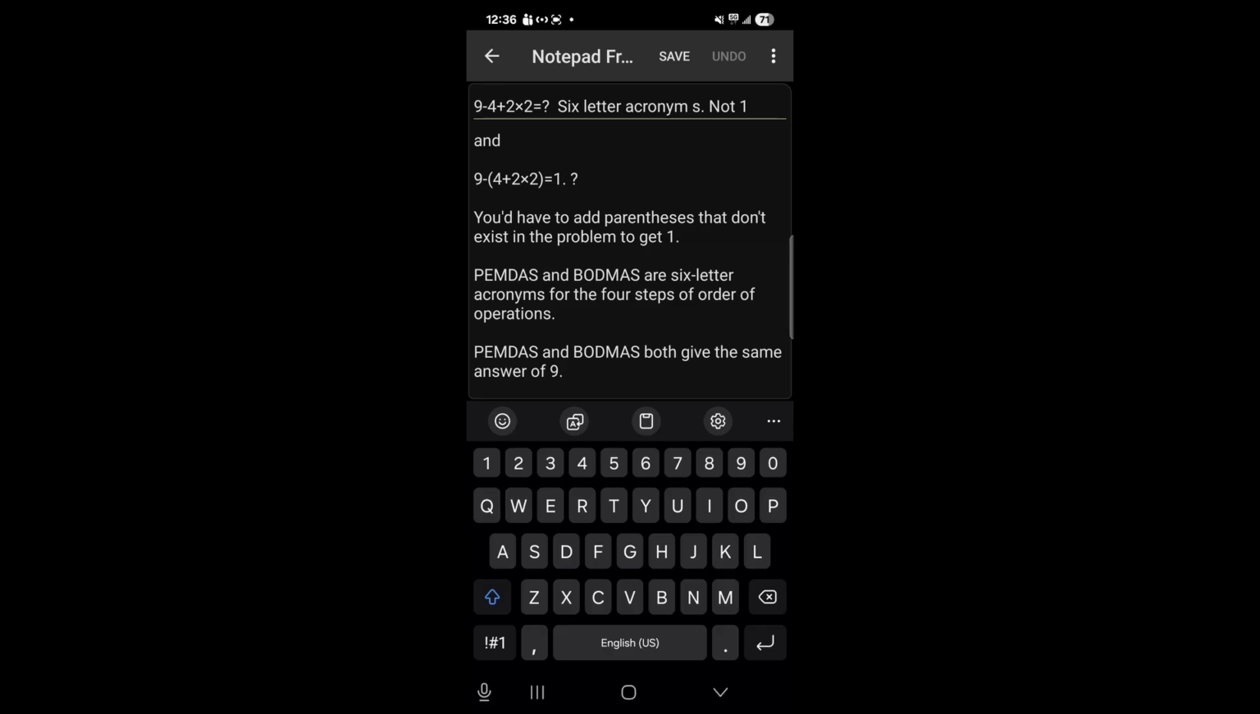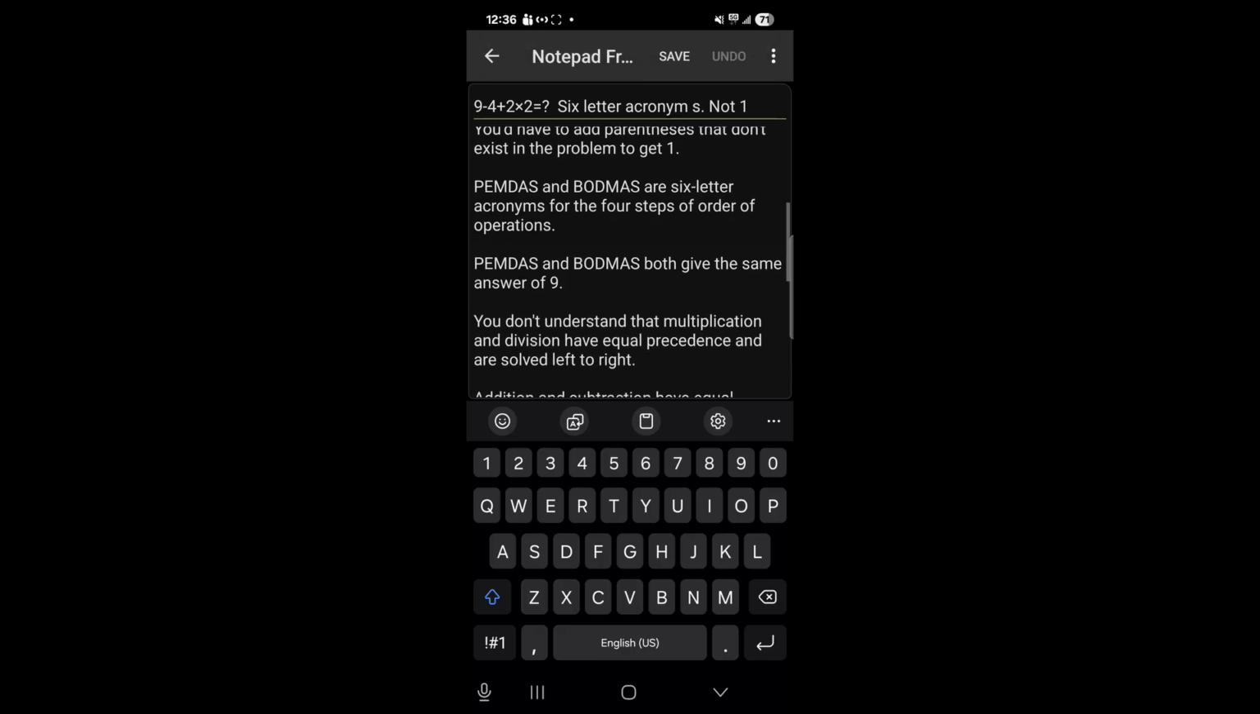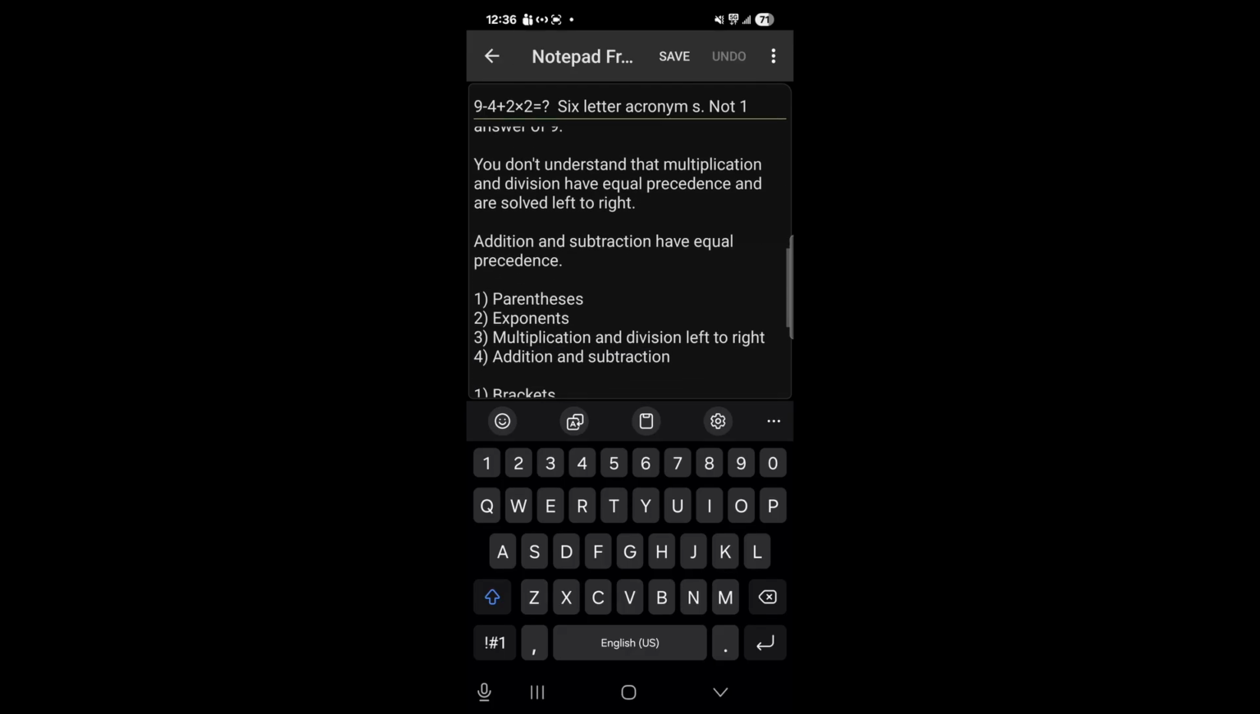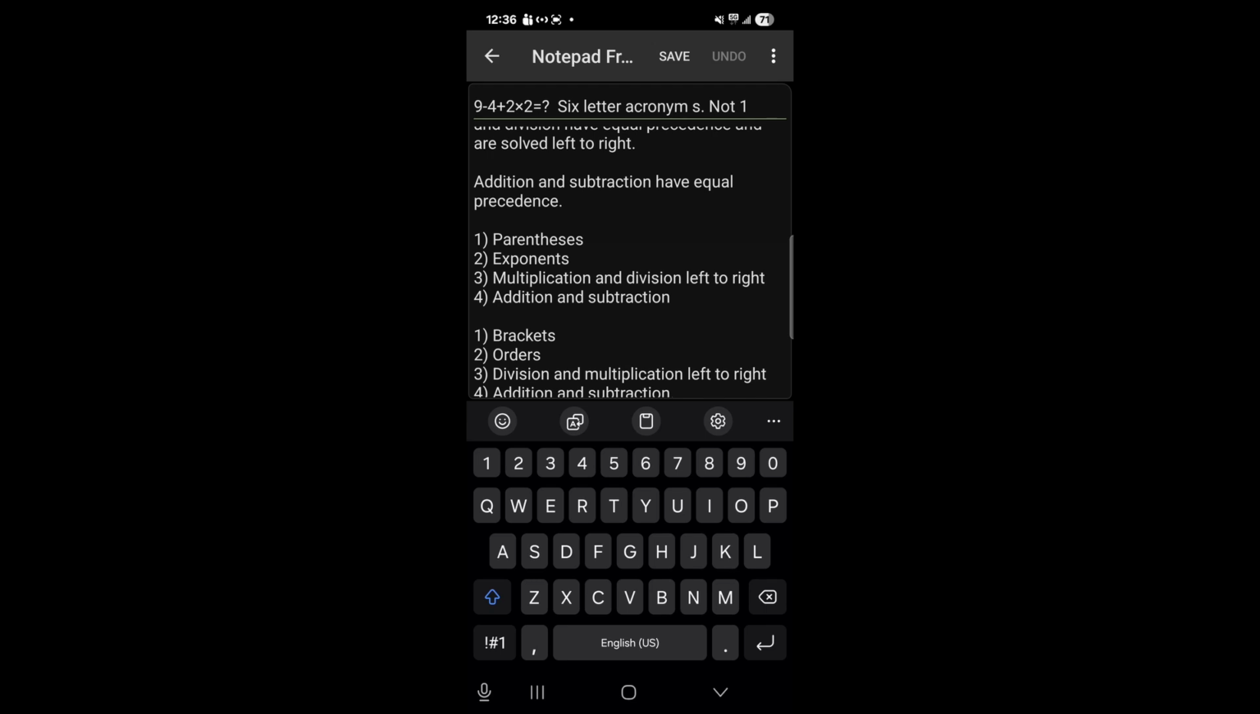PEMDAS and BODMAS, those are 6-letter acronyms, but they're for the 4 steps of the order of operations. PEMDAS and BODMAS both give you the same answer of 9. And a lot of people just don't understand that multiplication and division have equal precedence, and they're solved left to right. Addition and subtraction also have equal precedence. If you look at something like PEMDAS, it's a 4-step process. It's not a 6-letter checklist, and that's where people get really confused about this stuff.